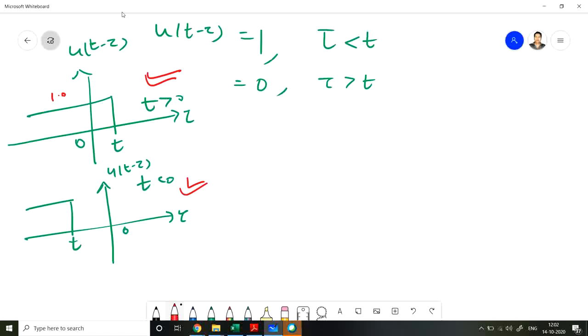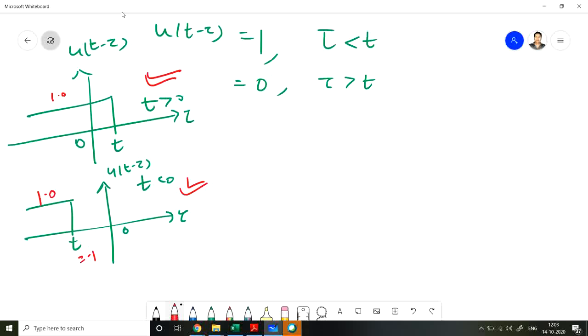When tau is less than t, tau is in the negative axis, at more negative values than t. Basically, suppose this is t equals -1, then tau is -2, -3, which is obviously less than t. So for both cases we can see that u(t minus tau) is 1 when tau is less than t, and it is equal to 0 when tau is greater than t.